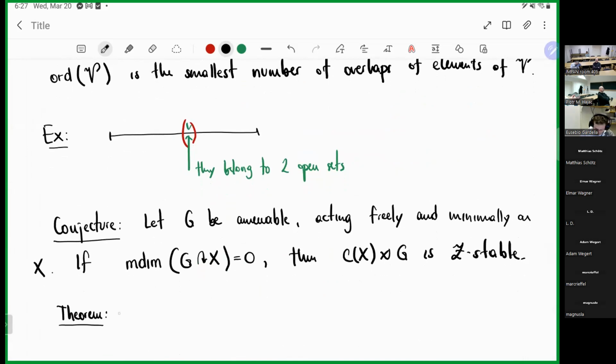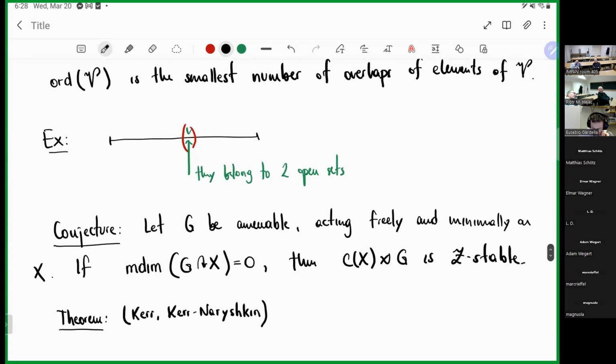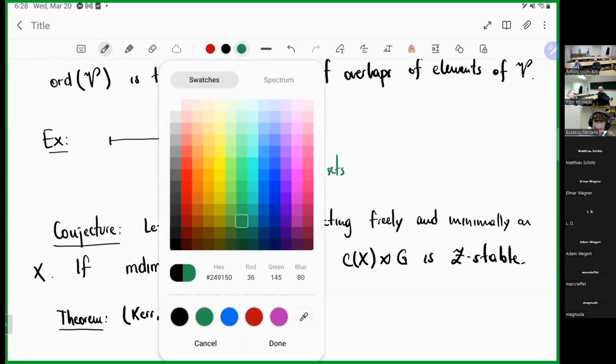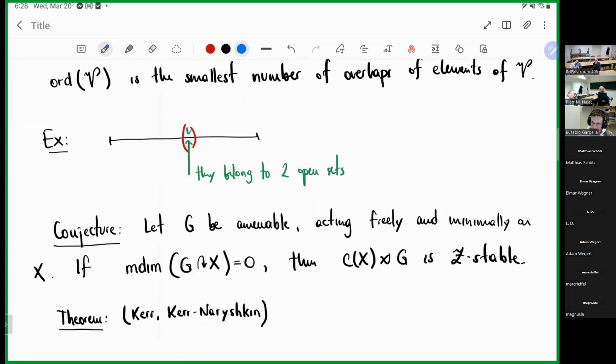This is a combination of Kerr and Kerr-Naryshkin. I should be really careful now. If you forgive me for starting the statement, I will finish in a second. But I want to say one more thing.